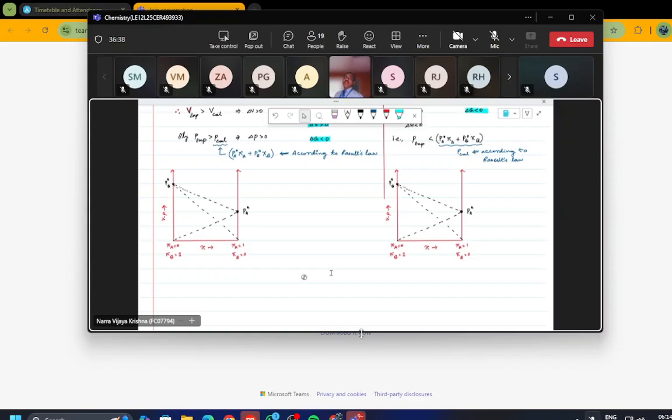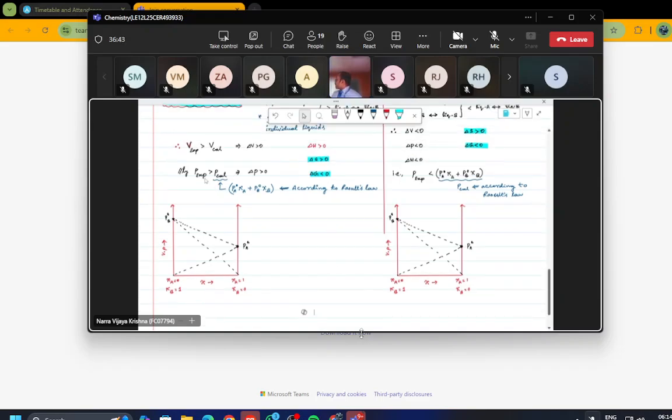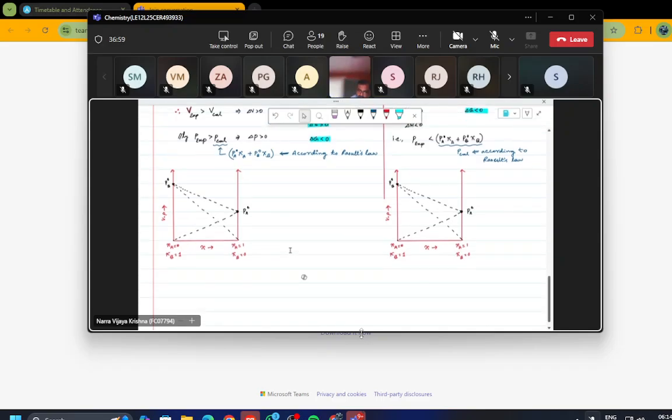First condition. When it is deviating, how is it deviating? Experimental value is greater than what I calculated. Means experimentally, if I am calculating PA, the experimental PA value is greater than ideal PA. Calculated PA is nothing but ideal PA. So my experimental PA must be like this. Yes or no? Why am I drawing the graph in this way?